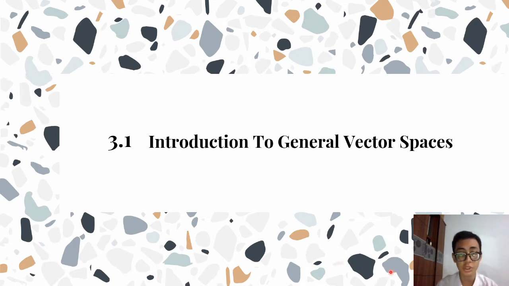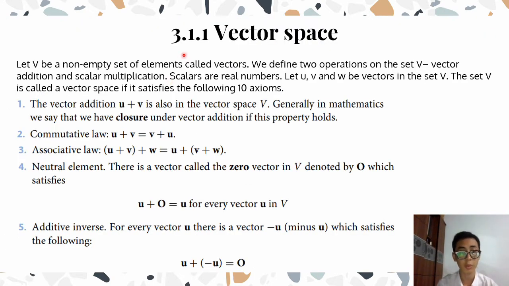3.1 Introduction to General Vector Spaces. 3.1.1 Vector spaces. Let V be a non-empty set of elements called vectors. We define two operations on the set V, vector addition and scalar multiplication. Scalars are real numbers. Let u, v, and w be vectors in the set V. The set V is called a vector space if it satisfies the following 10 axioms.